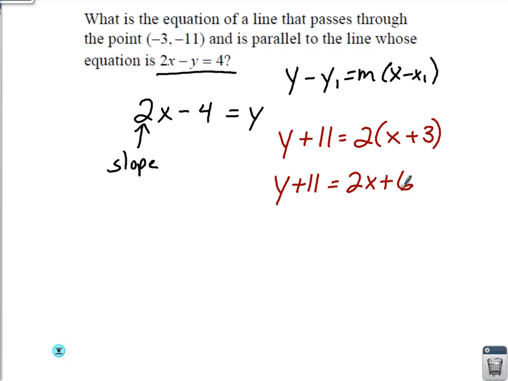Distributive property, multiply everything by 2. Subtract 11 from both sides. You get 2x minus 5. 6 minus 11 is negative 5. So that's going to be parallel to this, and it's going to pass through the given point. Any questions? We're good? Maybe that's all there is.